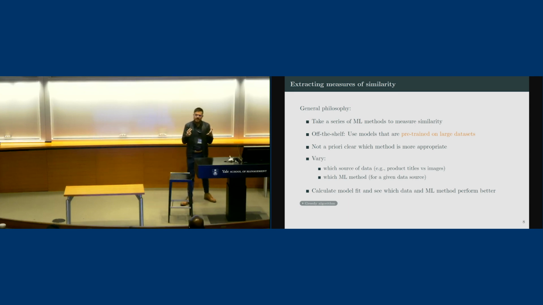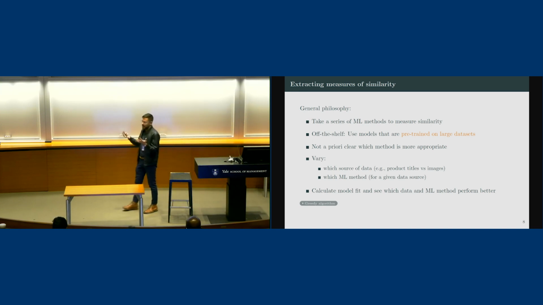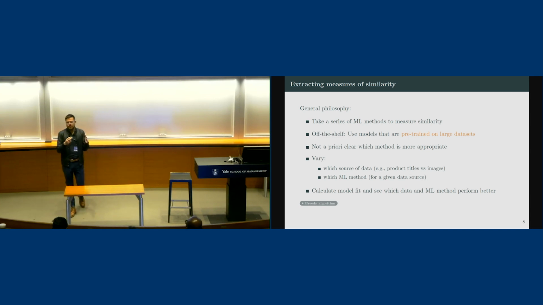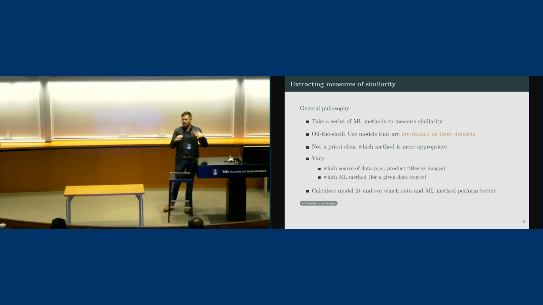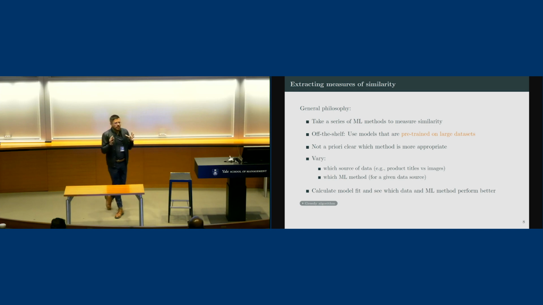How do we process the data? The general philosophy that we're going to approach is we're not going to reinvent the wheel. We're essentially going to take off-the-shelf methods from our colleagues in computer science that have done a lot of work on this and have developed methods that have been proven to perform pretty well or very well at capturing similarity in the product space. So we're going to use models that have been pre-trained on large data sets, on millions of images or text. And also, these models are a little bit of a black box, so we don't really know which one a priori is going to perform better.